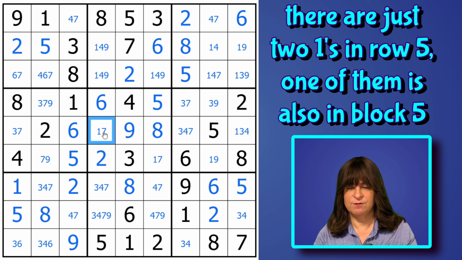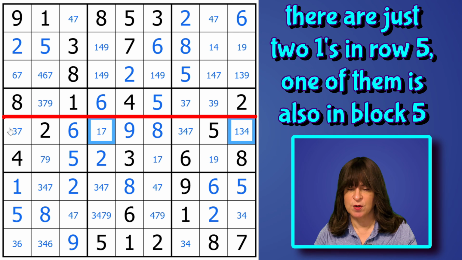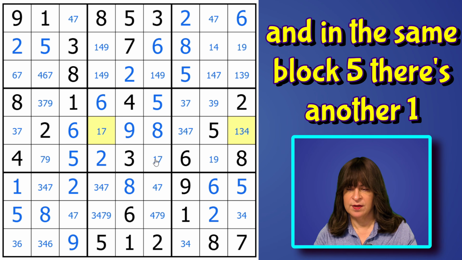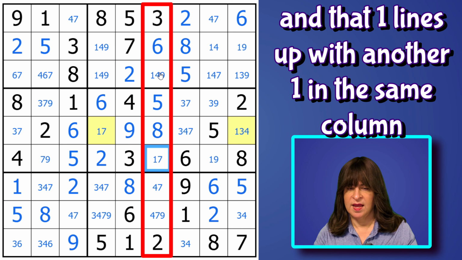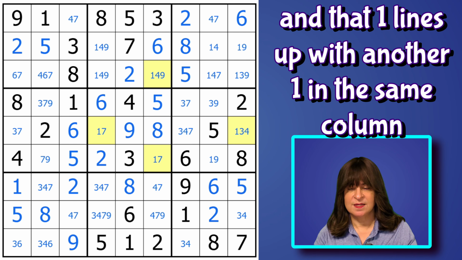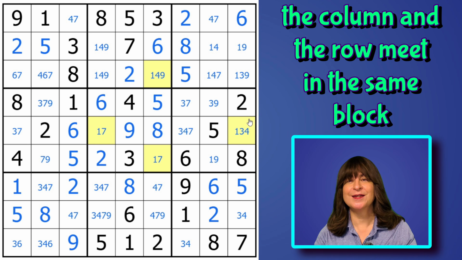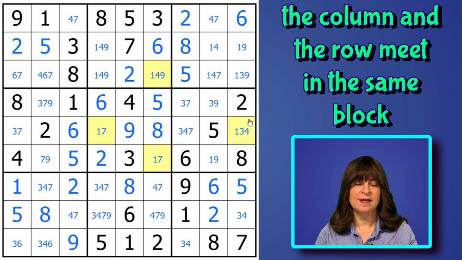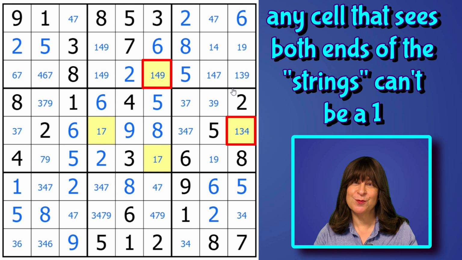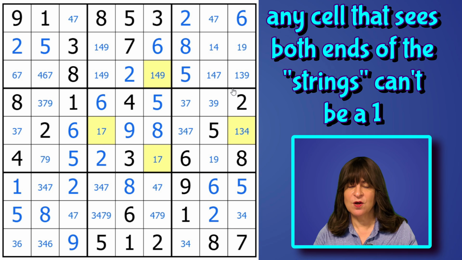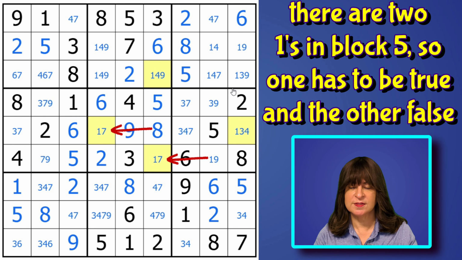Okay, now let's see, we have a 1 here and a 1 here. So these are the only 2 1s in this row. Let's color that yellow. And in the same block, there's a 1 here and a 1 here in the column. And those are the only 1s in column 6. So let's make those yellow as well. So we have a classic 2-string kite pattern here. So that means any cell that sees both ends of the string, that's these 2 cells, cannot be a 1. Why? Well, let's go back to the block. We have 2 1s in this block, and one of them has to be a 1.